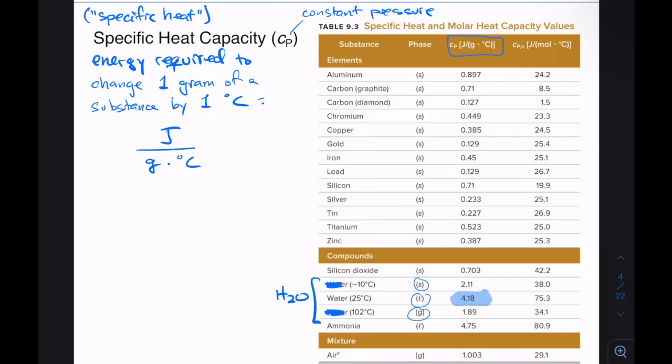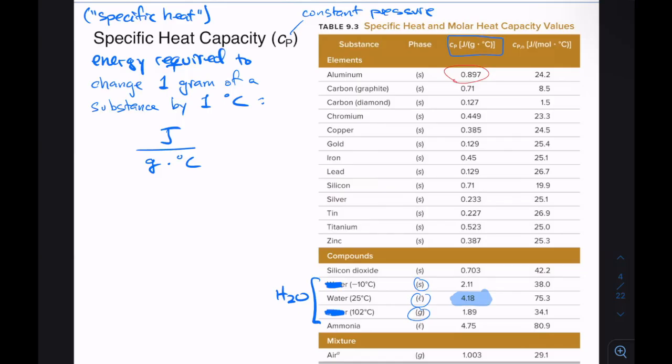4.18 joules of energy is what it takes to get 1 gram of water to change by 1 degree Celsius. And compare that with how much energy it takes to, say, move 1 gram of aluminum or 1 gram of carbon or 1 gram of gold. It doesn't take much energy to get gold, or look at iron, 0.45. Let's stay with aluminum for a moment, okay?